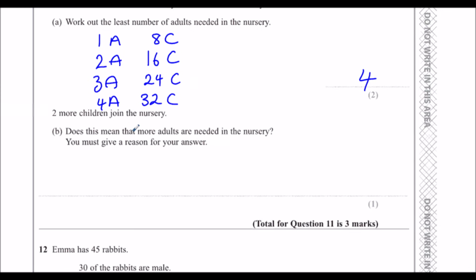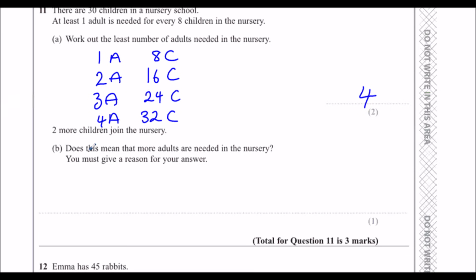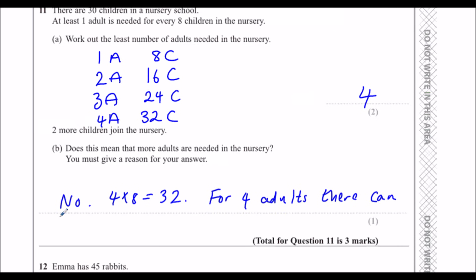2 more children join the nursery. So there were 30 before, there's 32 now. Does this mean more adults are needed in the nursery? No. You must give a reason for your answer. So 4 times 8 is 32. So for 4 adults, there can be 32 children.